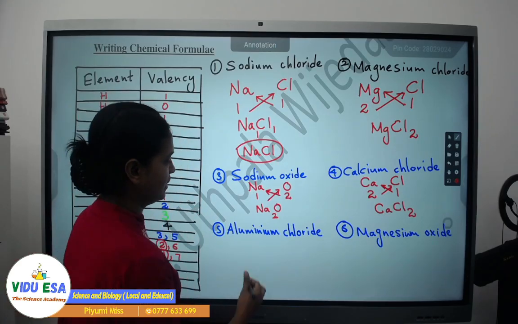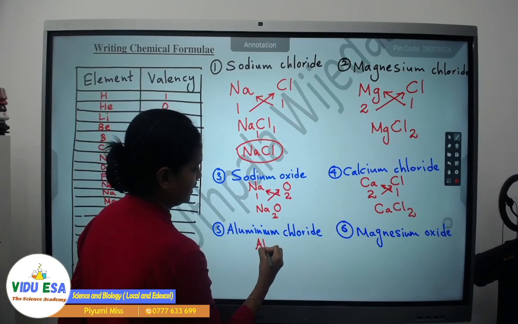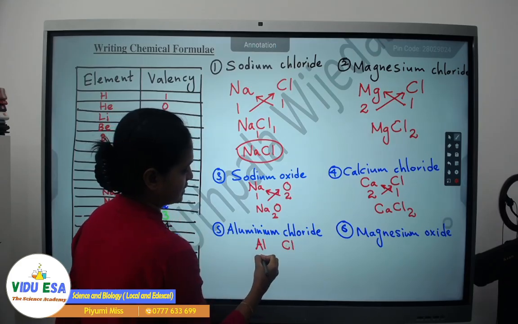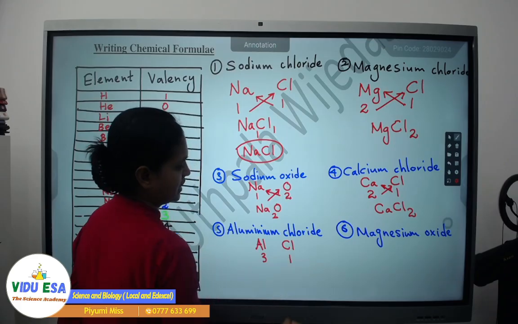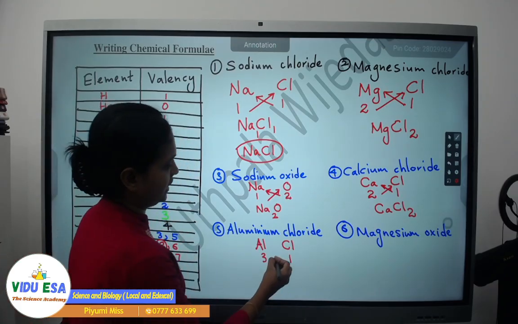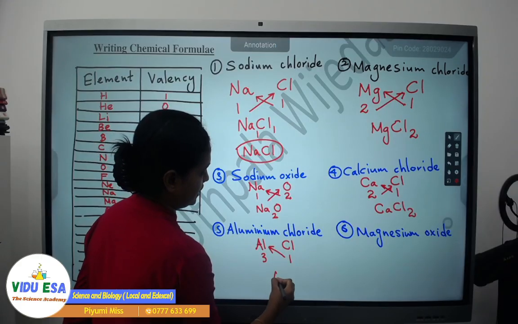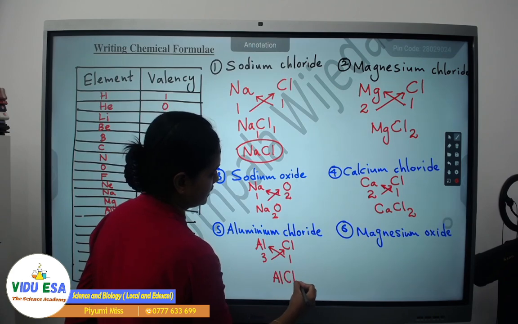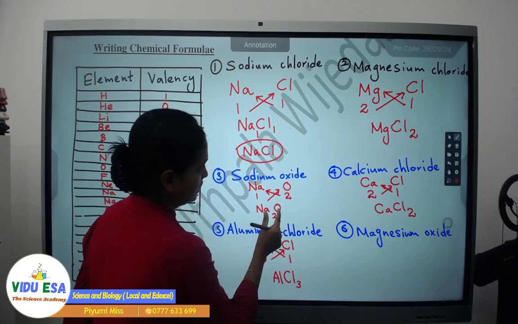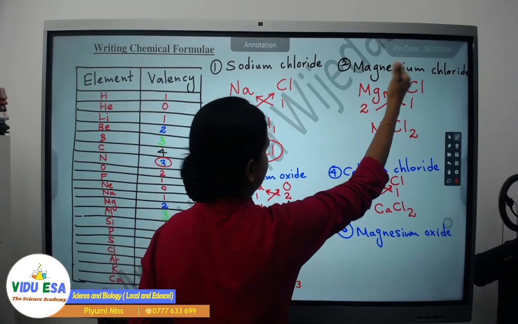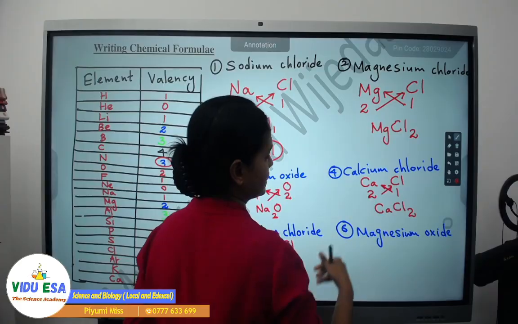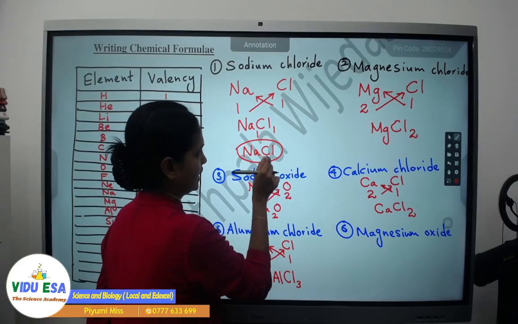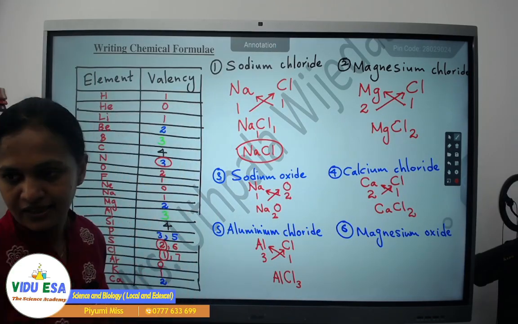Then aluminium chloride. Aluminium and chlorine. Aluminium, the valency is 3. Chlorine, the valency is 1. Exchange. Aluminium, and 3 goes to chlorine, Cl3. When we are writing the formula, these two are close to each other. When I wrote the component elements, I wrote them separately. But when we are writing the formula, these are close by, right? AlCl3.